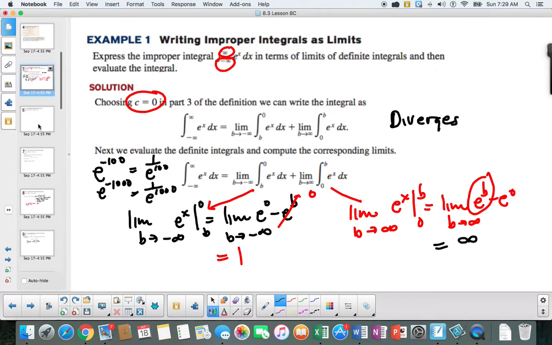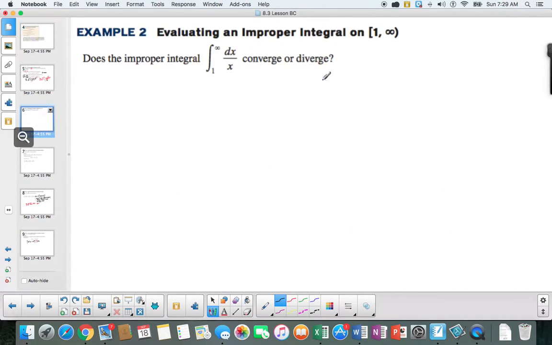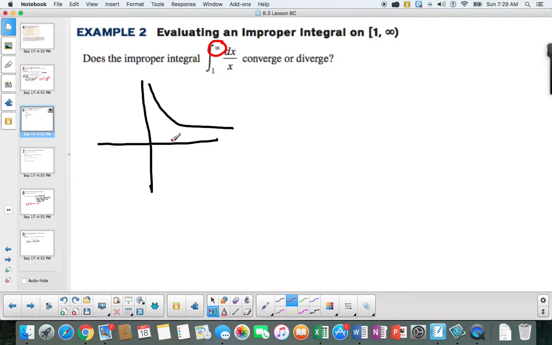All right, let's take a look at this improper integral. How do I know it's improper? It has an infinity here. Let's get a picture of what's going on. 1 over x looks like this. And what we're being asked is, starting at 1, and getting all of this area, will this area get closer and closer to one particular number, or is this just so much area that it grows without bound? That's what we're trying to determine.